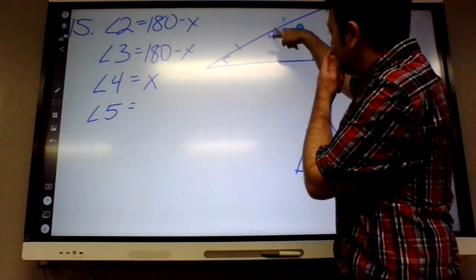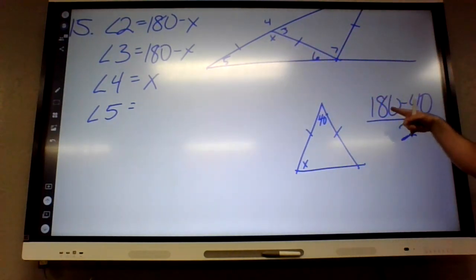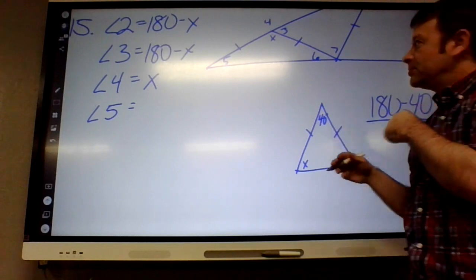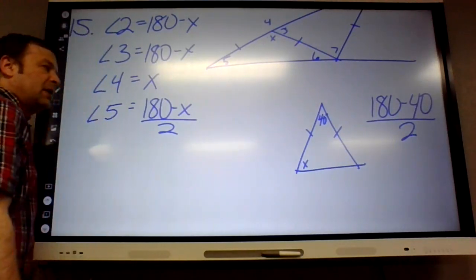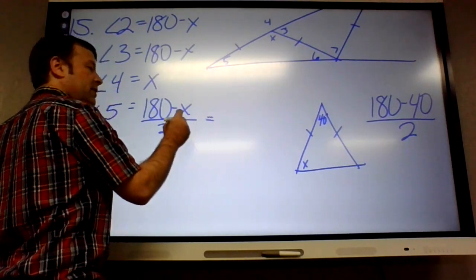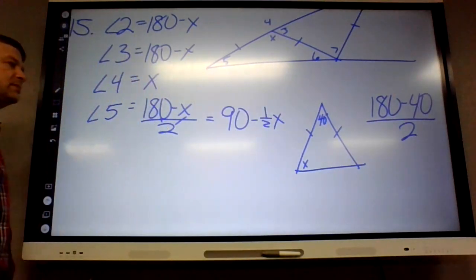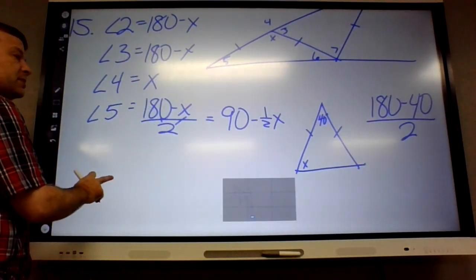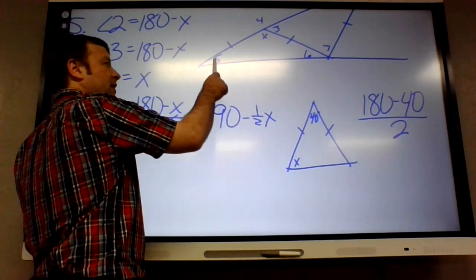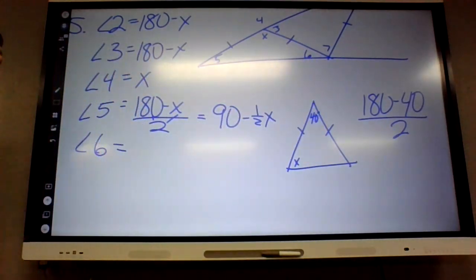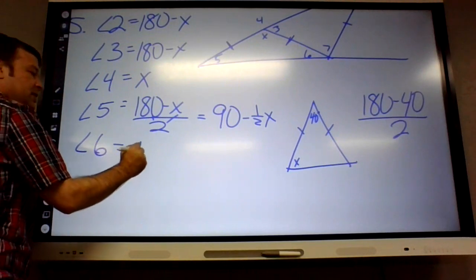So if this is x up here, how would I find angle 5? 180 minus x divided by 2. You can leave that. There is another way to write that. You could divide both of those by 2 and put 90 minus 1/2 x. But I don't think it's any simpler, so just leave it like that. Alright. If angle 5 is that, how do I find angle 6? Well, it's the same thing. These are isosceles triangles, 5 and 6, so just copy that answer down.